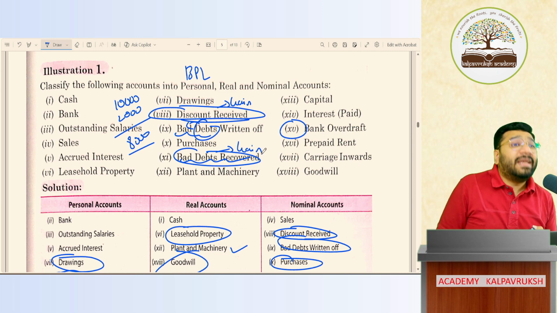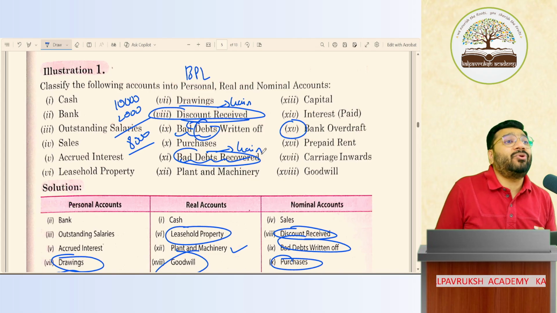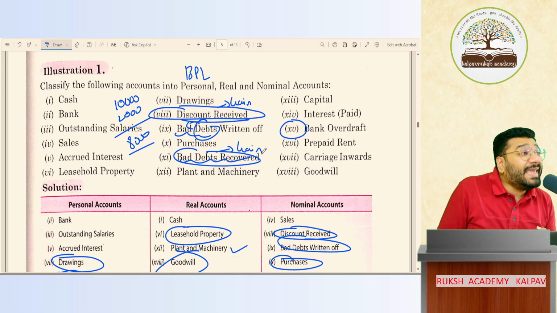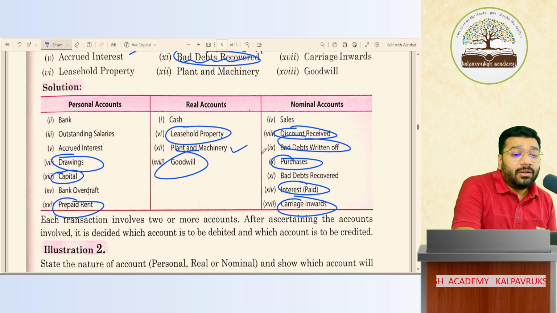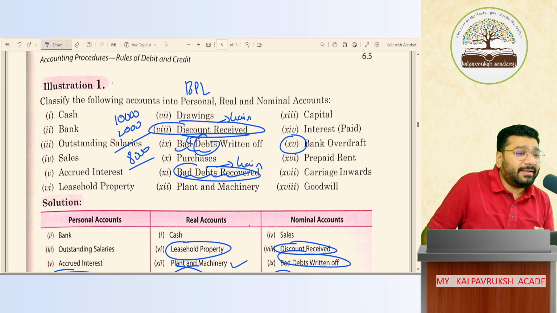Is bad debt recovered your income? Did you earn it out of your skill and experience? No, it just happened to you. So bad debt recovered is your gain. All the gain will go to your nominal account. Bad debt recovered is your gain. Got it? Not got it.